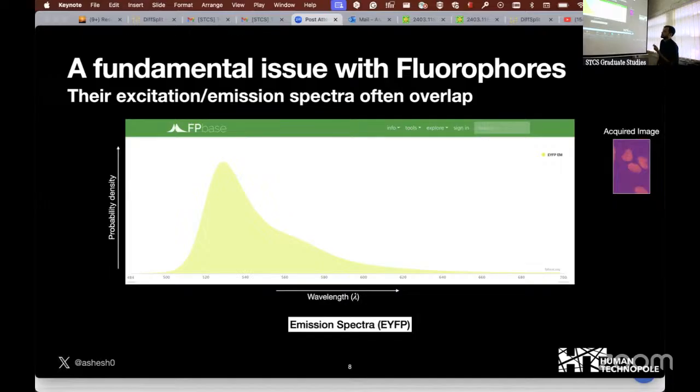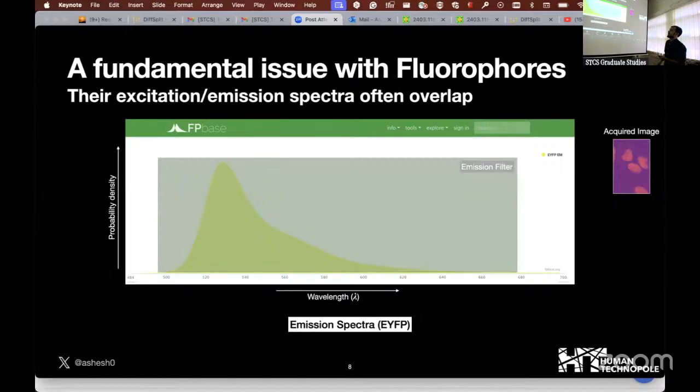So here I show the emission spectra of one of the fluorophores. On the x-axis, you have the wavelength. On the y-axis, you have the probability density. So this tells you the probability that a photon of this wavelength can get emitted from that fluorophore. So people do not collect all this light.